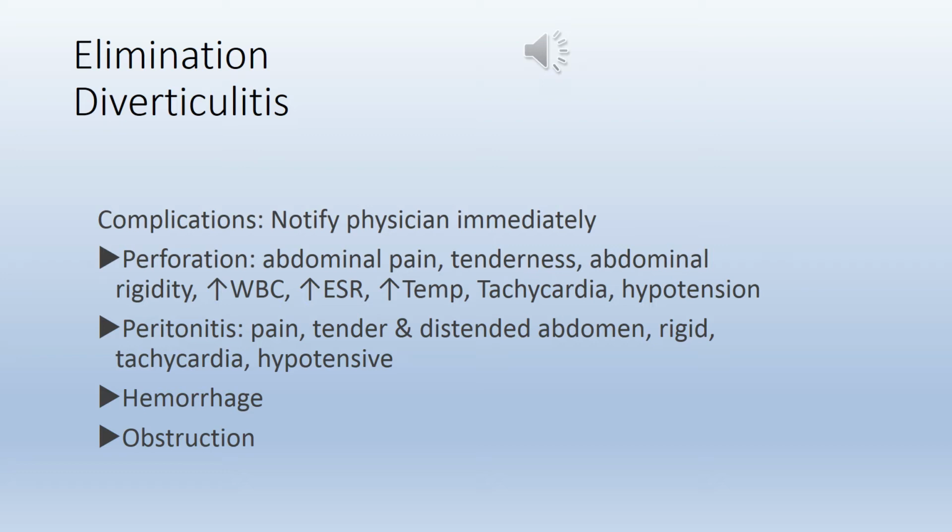If there's perforation, clinical manifestations would be abdominal pain, tenderness, abdominal rigidity, increased white blood cell count, increased erythrocyte sedimentation rate, increased temperature, tachycardia, and hypotension. If there's abdominal pain and a rigid, board-like abdomen and loss of bowel sounds, these signs and symptoms of shock occur with peritonitis. That would also include clinical manifestations of pain, tender and distended abdomen, which is also rigid, tachycardia, and hypotension. Another complication is hemorrhage, and the last complication would be obstruction.